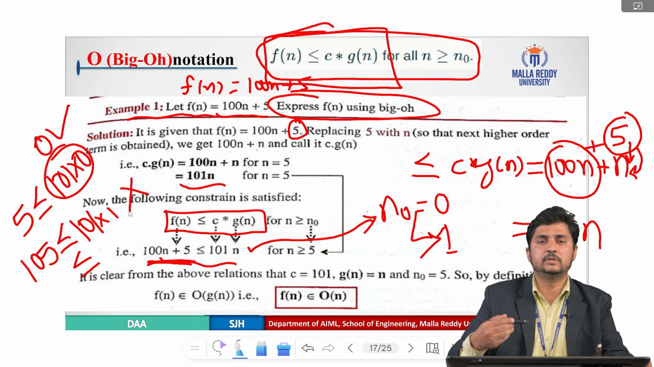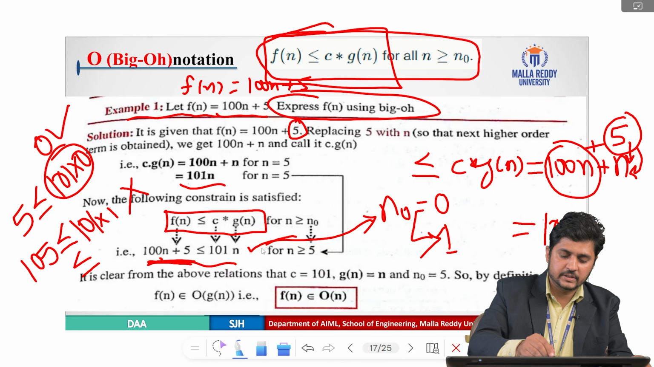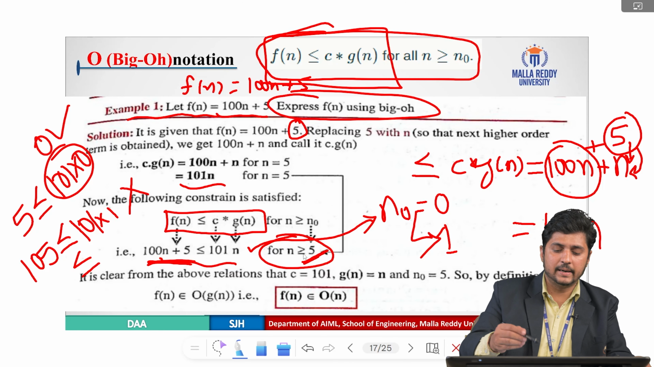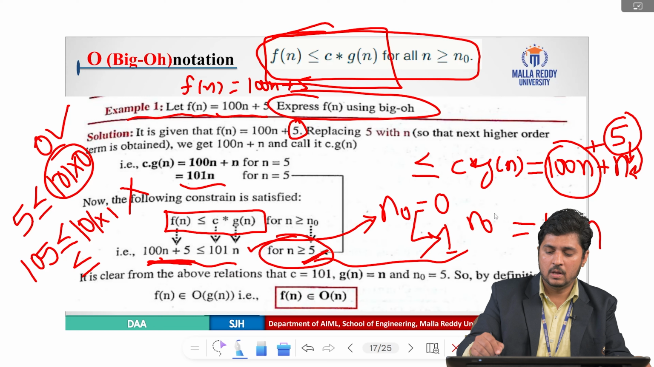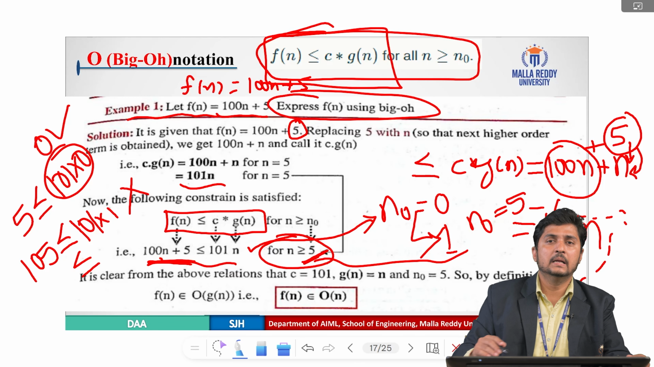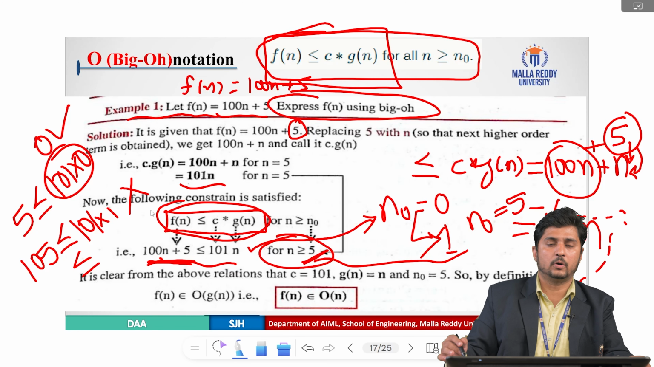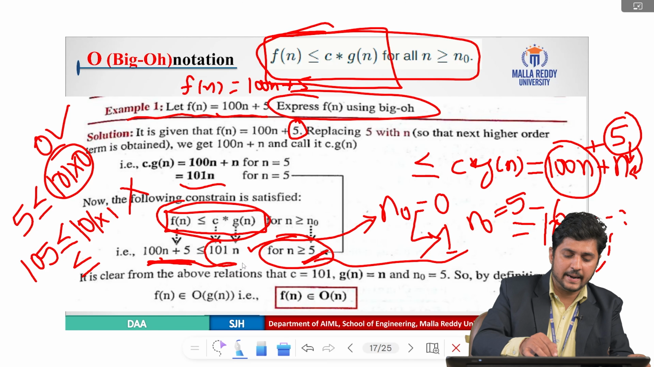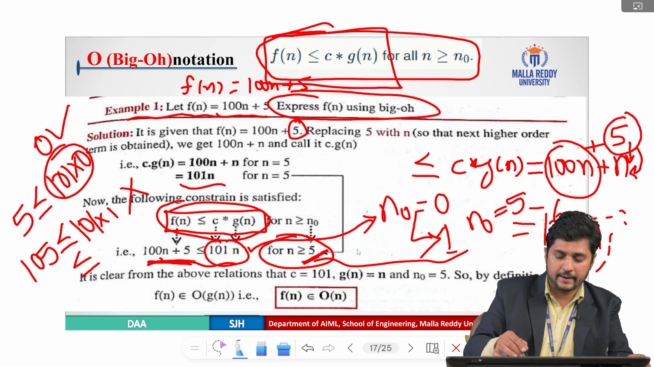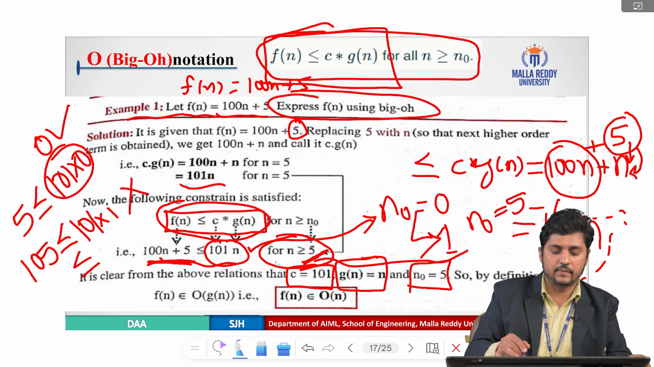So likewise, we need to check for 1, 2, 3, 4, at least 3 to 5 values. Based on checking, we will get an actual satisfying criteria starting with the n naught value as 5. So 5, 6, 7, 8, 9 from here onwards, every value will satisfy the definition of our big O notation. So hence here we'll end up with n naught value as 5. And what is the class? Here it is a linear class with a positive constant value of 101.